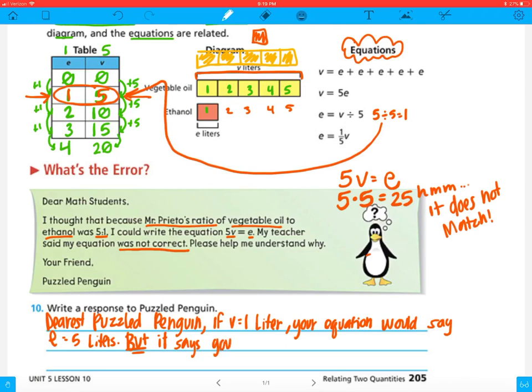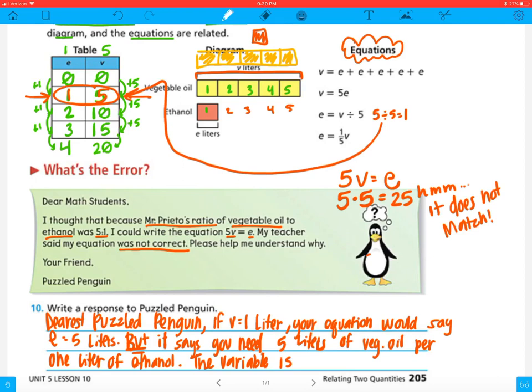Whatever number I put into V will always be bigger than the E. But it ends up where the 5V is going to look differently. It should be 5E because in our diagram we can see for every 1 orange there are 5 yellow boxes. So that's why it makes sense to have 5E. 5V does not bring the right ratio. So you need 5 liters of vegetable oil to 1 liter of ethanol. That's the correct ratio. In the case that he used, he had it flipped. So his variables were not correct and nor were the numbers.